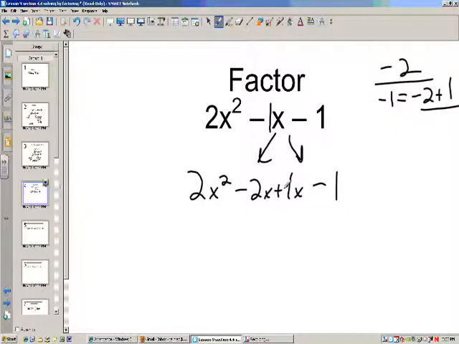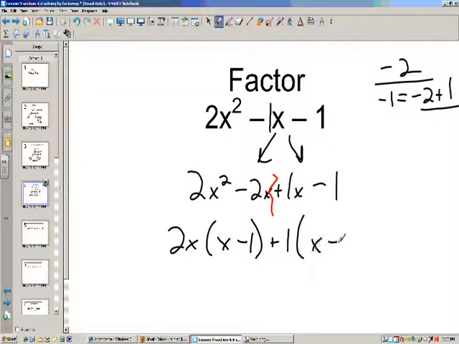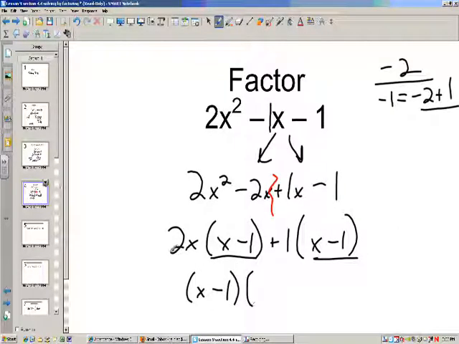If I divide this down the middle, 2x squared minus 2x, I can take a 2x out of both of those, leaving x minus 1. Now I can't take anything out of that, so the only thing I'll take to the outside is 1. Since x minus 1 and x minus 1 are the same values, I can pull them to the outside of the equation. So I have x minus 1, leaving 2x plus 1 left over.